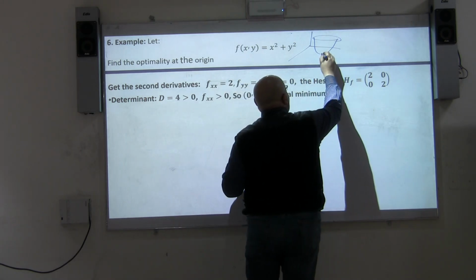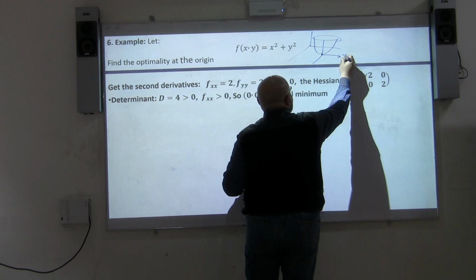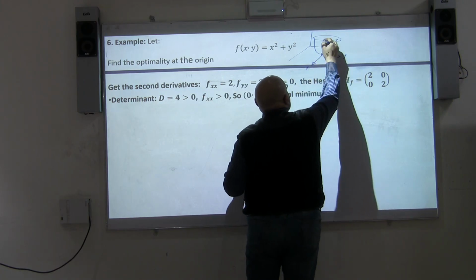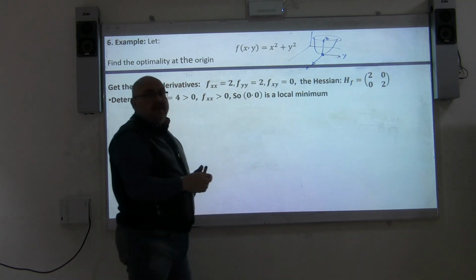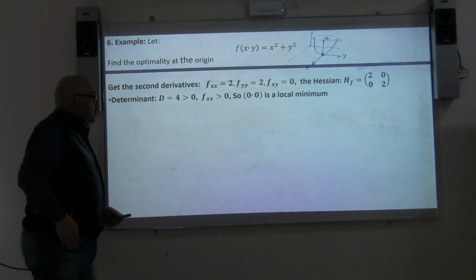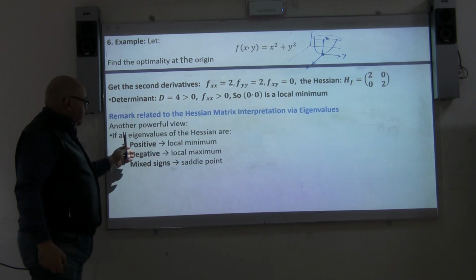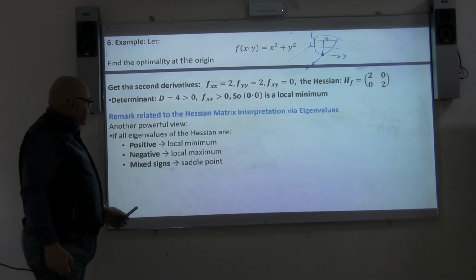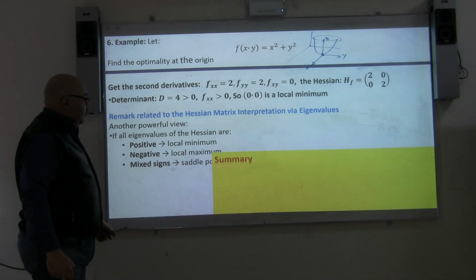At this point, it will be at 0, 0, and 0. So this is y, that's x, and that's z. That's the crown of our function, as you can see. So once more, positive means local minimum, negative means local maximum, and mixed sign means a saddle point.